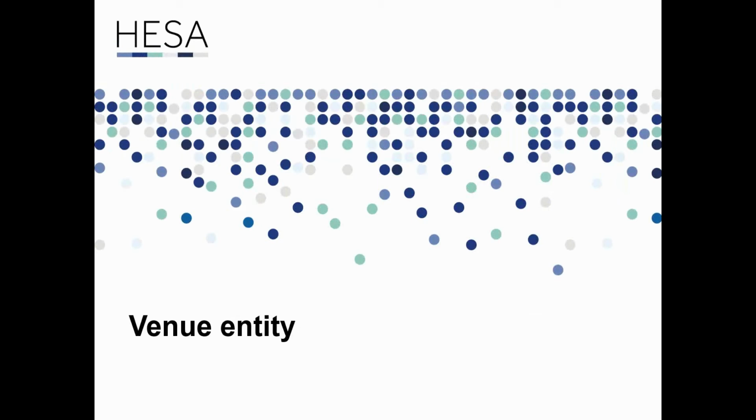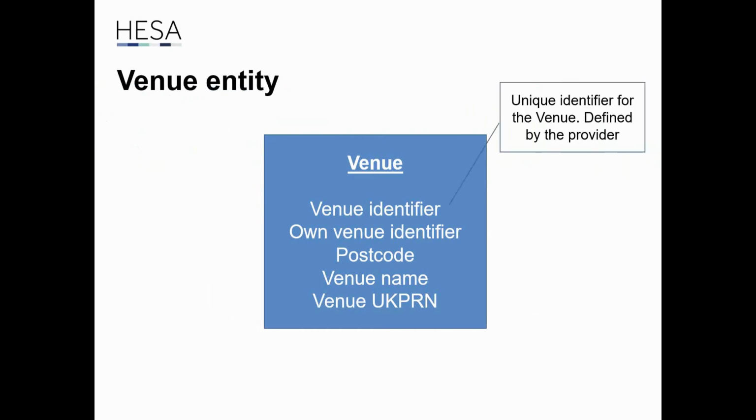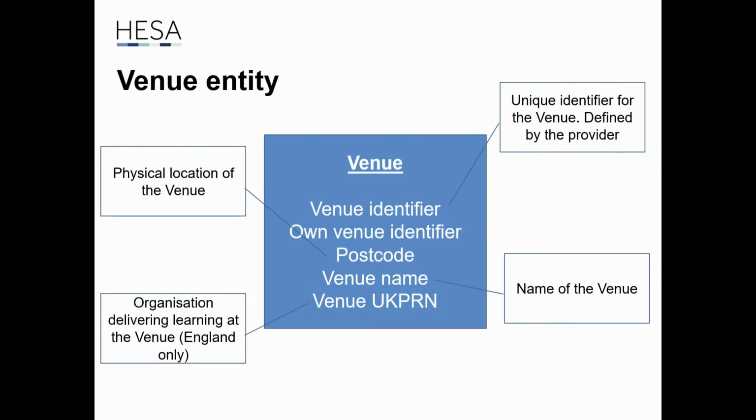Now on to venue. So we have the venue entity. There are 5 fields on this. We have the unique identifier for the entity. We've got a physical location, which is a postcode. We've got the name of the venue, the UKPRN of the venue if you're a provider in England, and we've also got a known identifier for providers on there as well.